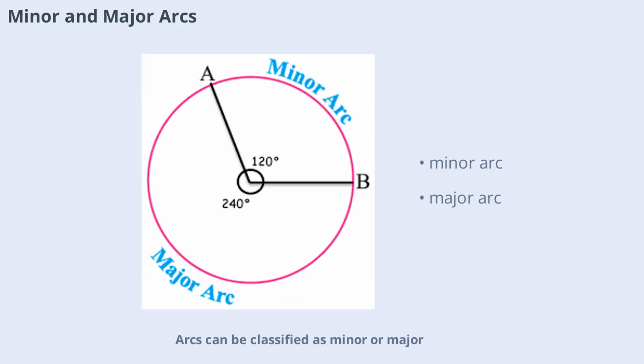Arcs can be classified as minor or major. A minor arc is shorter than a semicircle, while a major arc is longer. This distinction is important when calculating angles and areas related to different parts of the circle. Understanding arcs helps in solving problems involving sectors and segments.